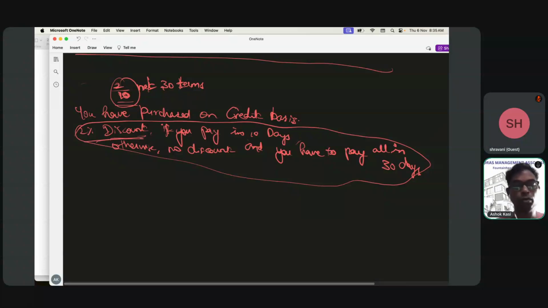So how to find out whether this offer is making sense or not? This is the real part, right? In 10 days, 2% discount, whether this is making sense or not. Obviously when they say 10 days, you are going to pay on the 10th day only. So on the 10th day if you pay, you will get 2% earnings. That means per annum how much? That is equivalent annual return, EAR. So we'll see that one.